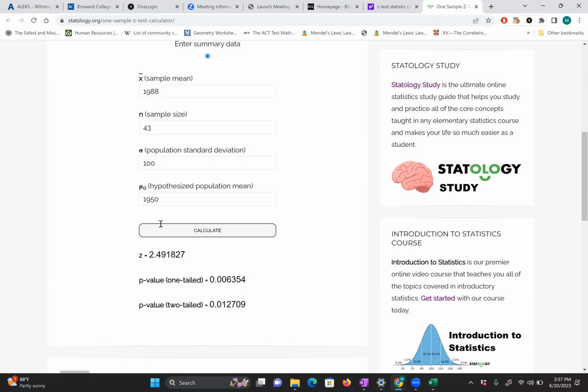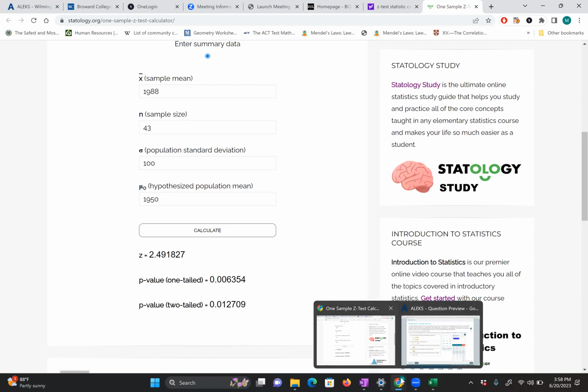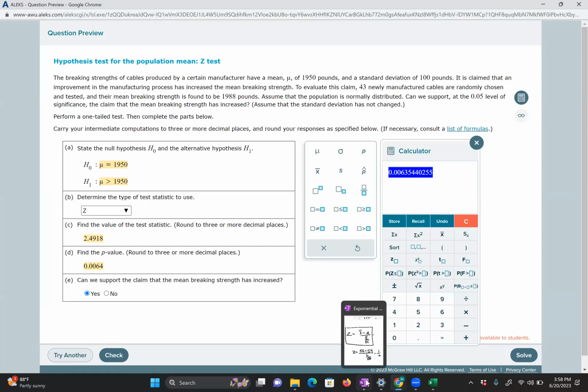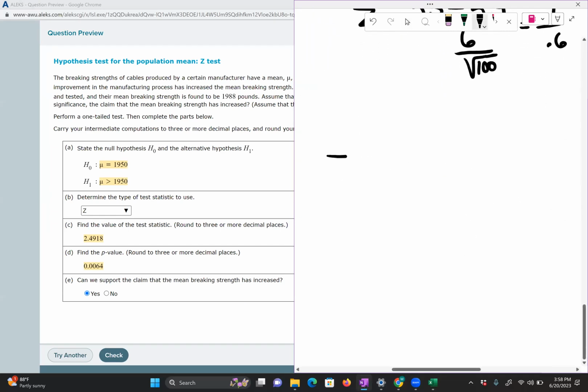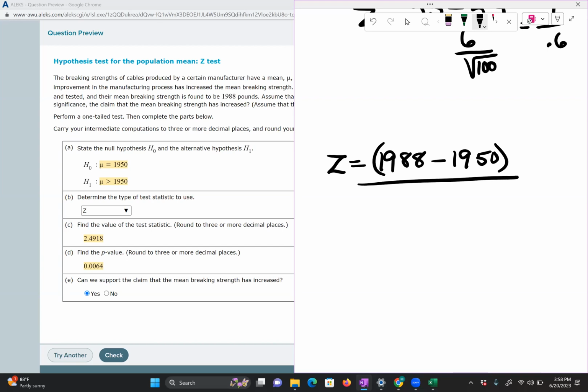Okay, so that's a couple of resources shown several ways. You want to see the formula? I can do the formula for you too. We can do that. Let's take a look at that the long way. So looking at the formula, we're going to say Z is equal to 1988 minus 1950, because remember it's X bar minus mu, divided by the standard deviation, and that's divided by the square root of 43.